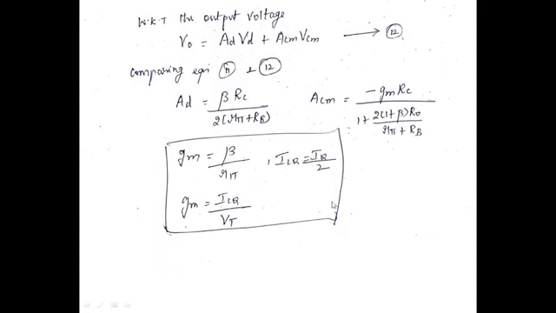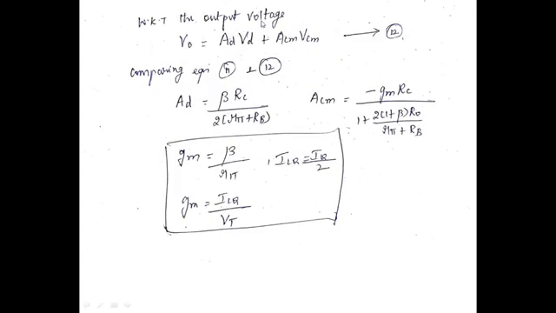So further simplifying, I got the equation of V naught is equal to beta RC divided by 2 into R pi plus RB into VD minus GM RC divided by 1 plus 2 into 1 plus beta R naught divided by R pi plus RB into VCM. So I'm going to compare this equation number 11 now.